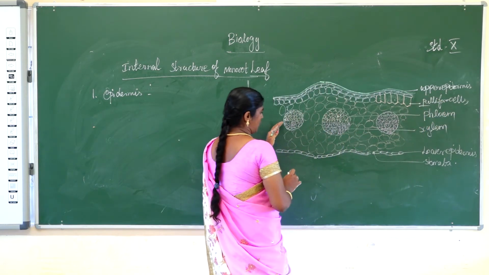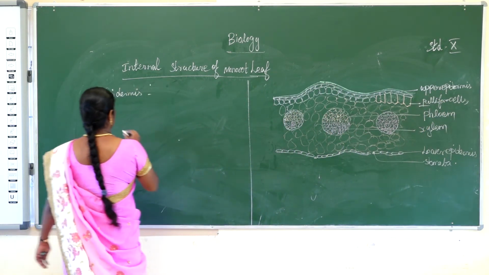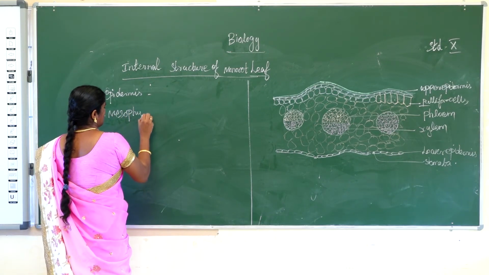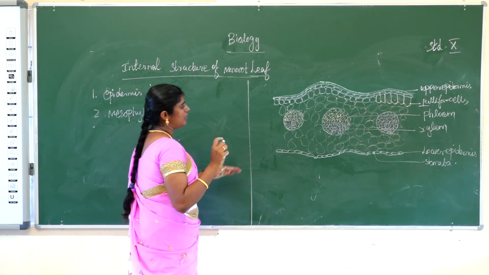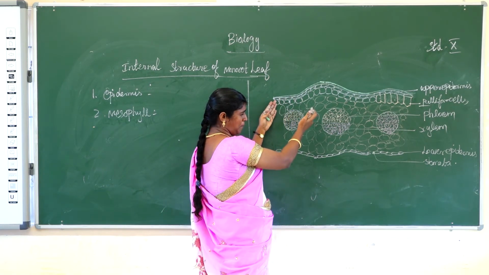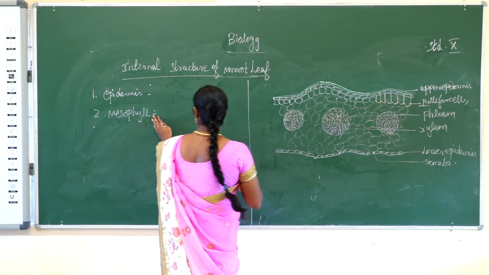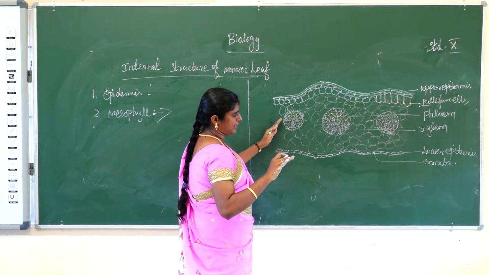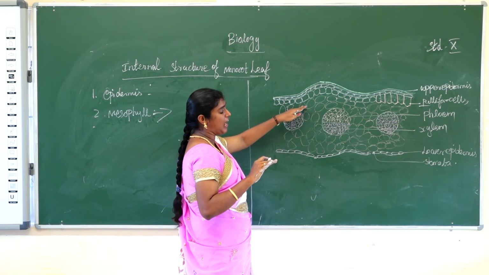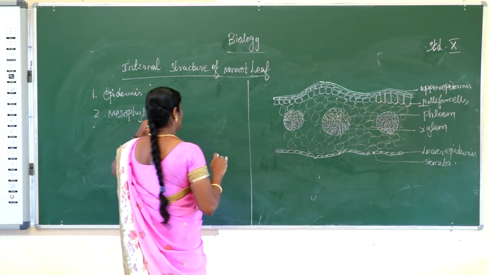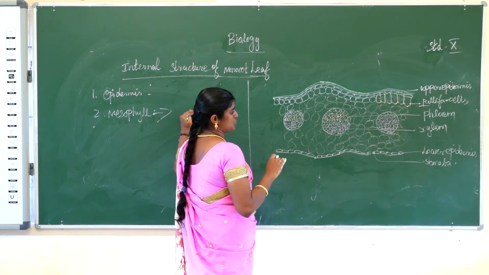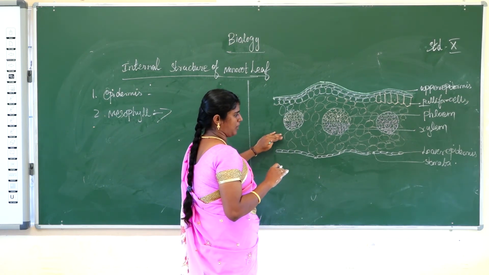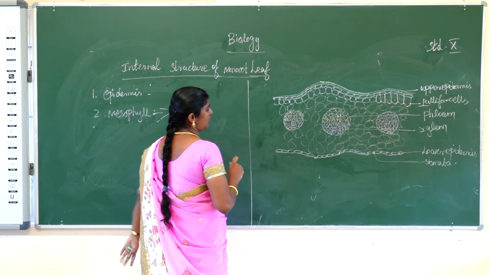Next one, mesophyll. What is mesophyll? It is the ground tissue present between the upper epidermis and lower epidermis. But in this type of monocot leaf, the mesophyll is not differentiated into palisade parenchyma and spongy parenchyma. Mesophyll tissue is present, but it is not differentiated into palisade parenchyma and spongy parenchyma. Next part, vascular bundle.